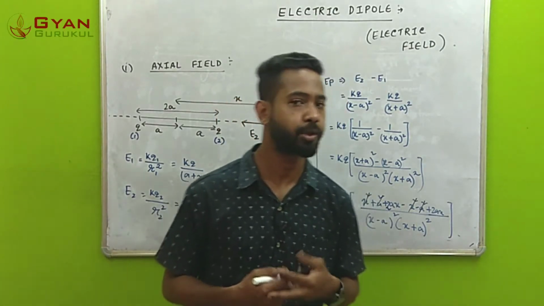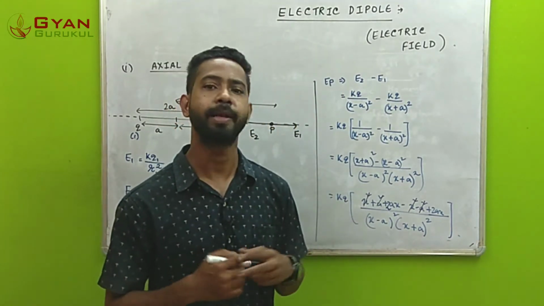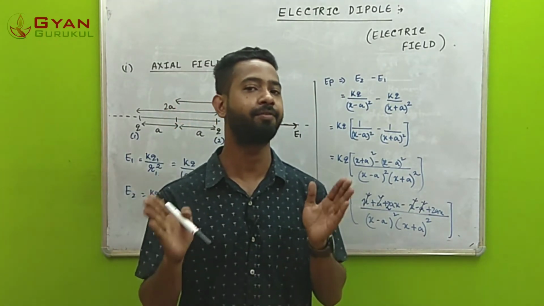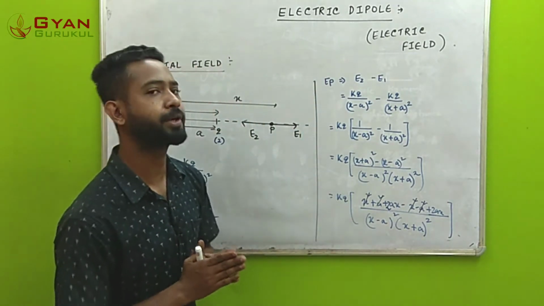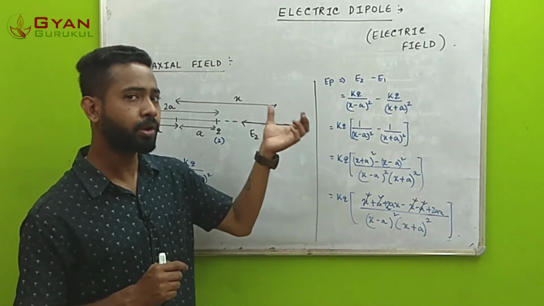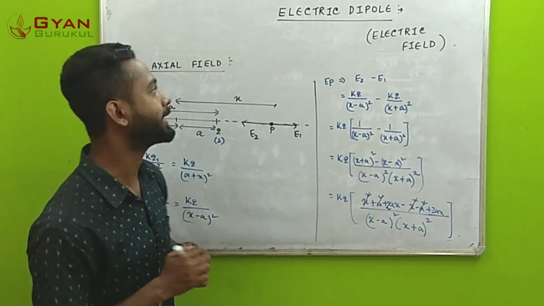Everybody, welcome back to another video of electrostatics. In this video we are going to talk about electric fields for a dipole. As we had discussed in the previous video, a dipole is a combination of two equal and opposite charges separated by a finite distance.